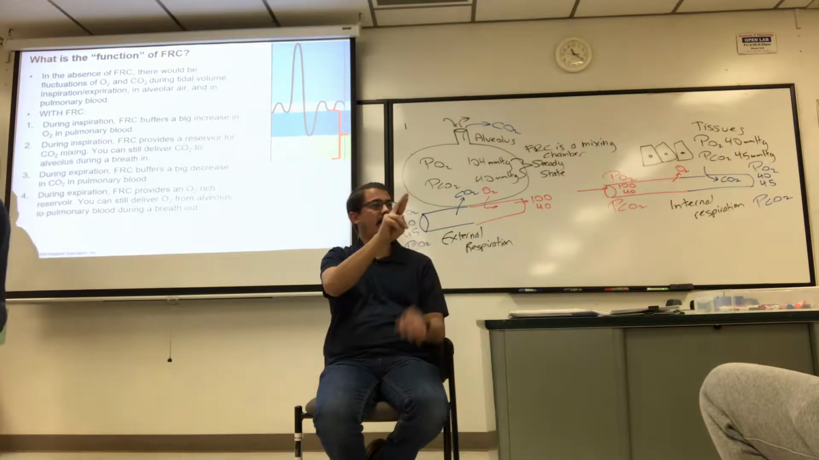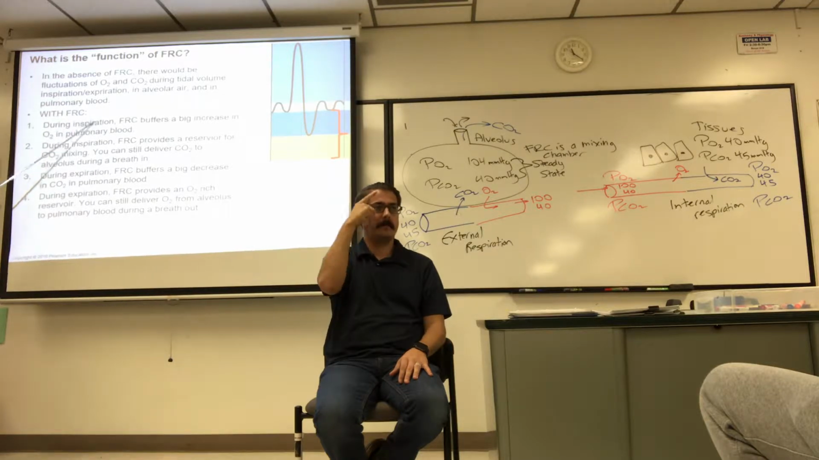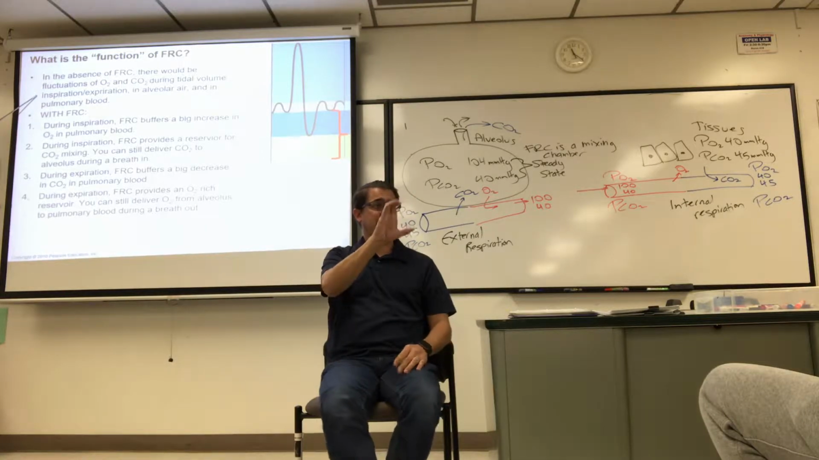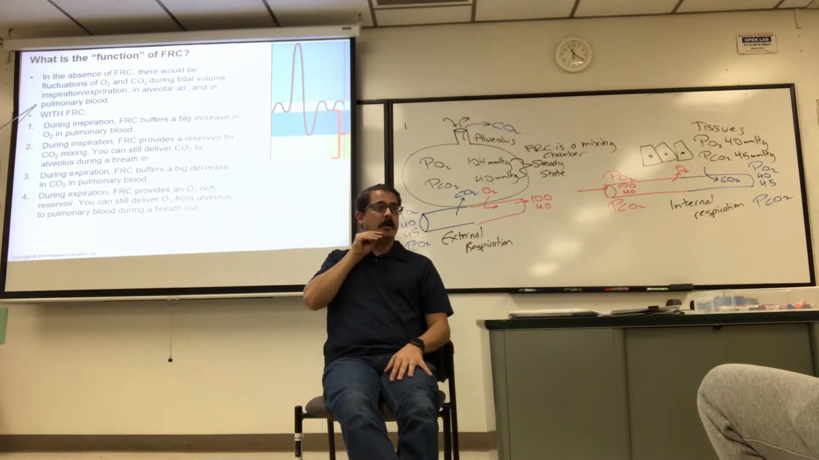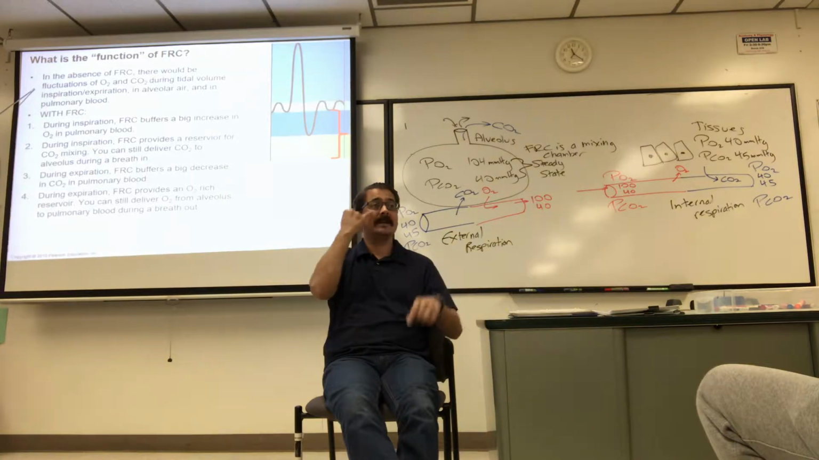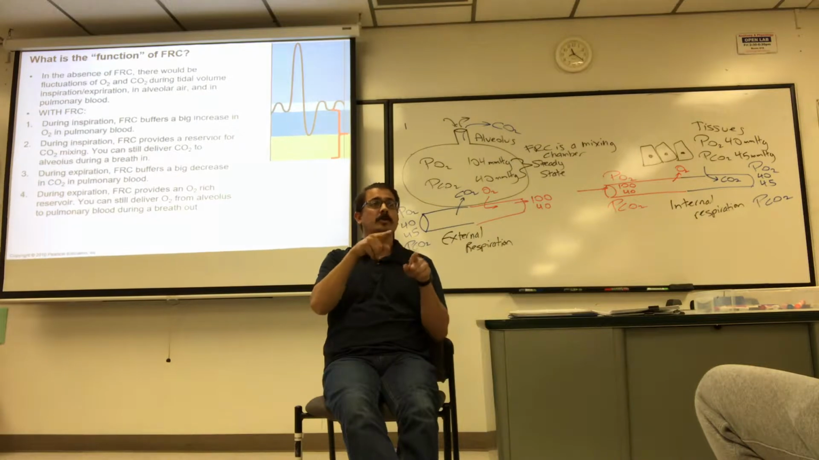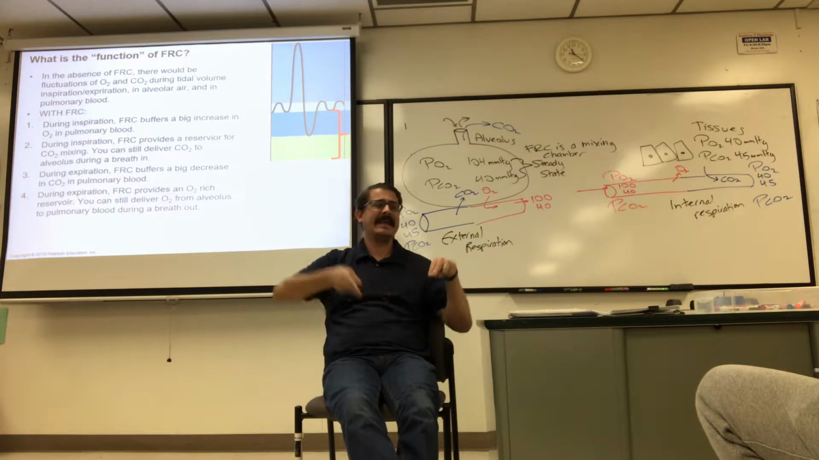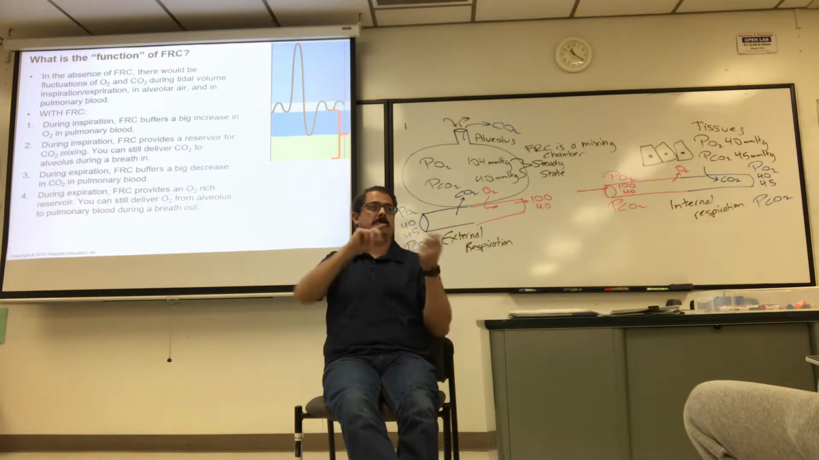But what's its function? Its function is shown here. So note this slide. You're expected to know these 4 reasons here. In the absence of FRC, there would be fluctuations of O2, CO2 during tidal volume, inspiration, expiration, in alveolar air, and in pulmonary blood. So that's what happens if you did not have FRC. But with FRC, during inspiration, FRC buffers a big increase in O2 in pulmonary blood. But we don't like that. We don't like big changes. A buffer doesn't prevent change. It just minimizes the change.